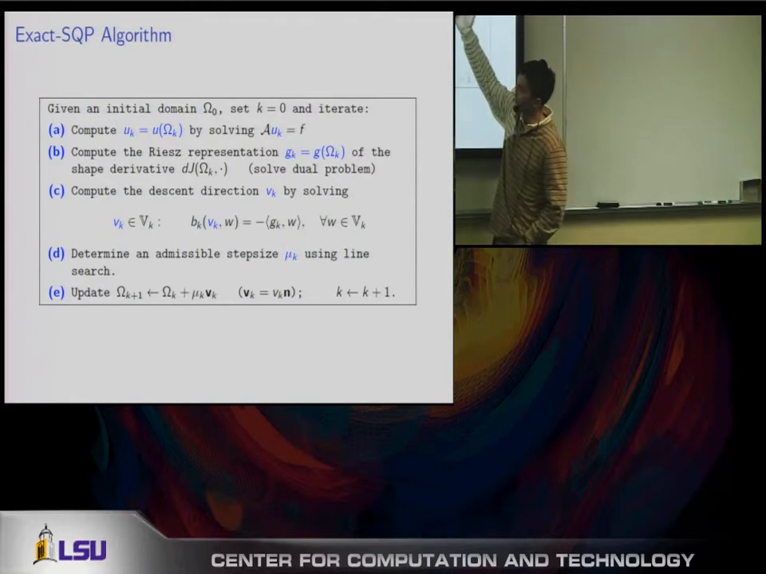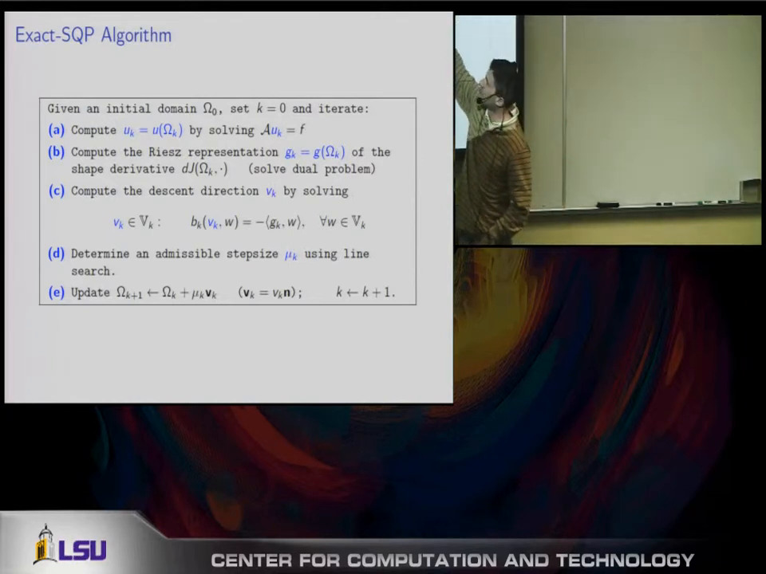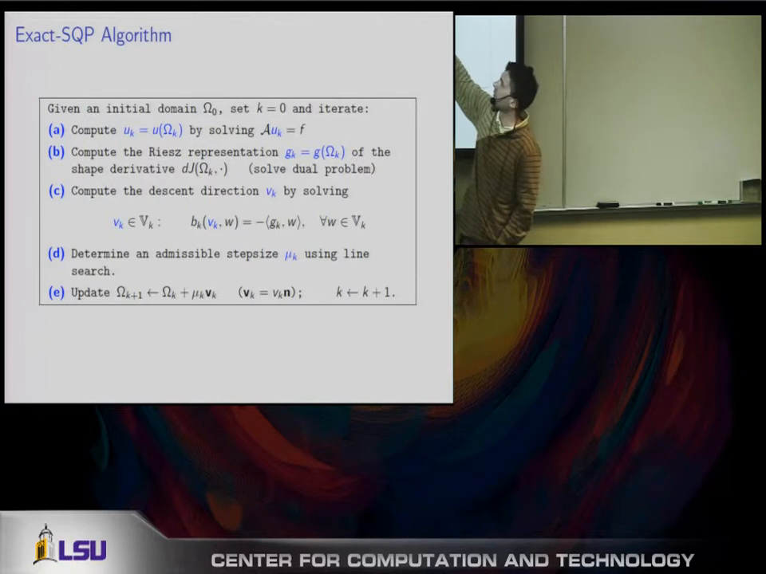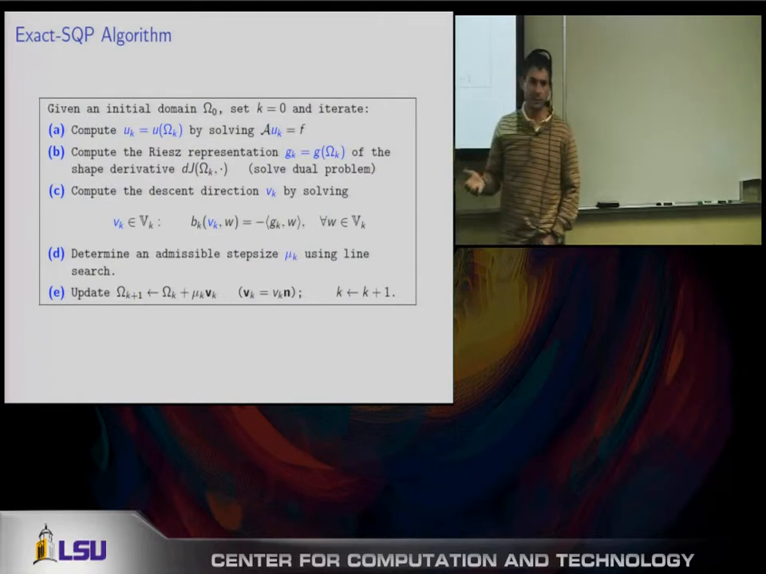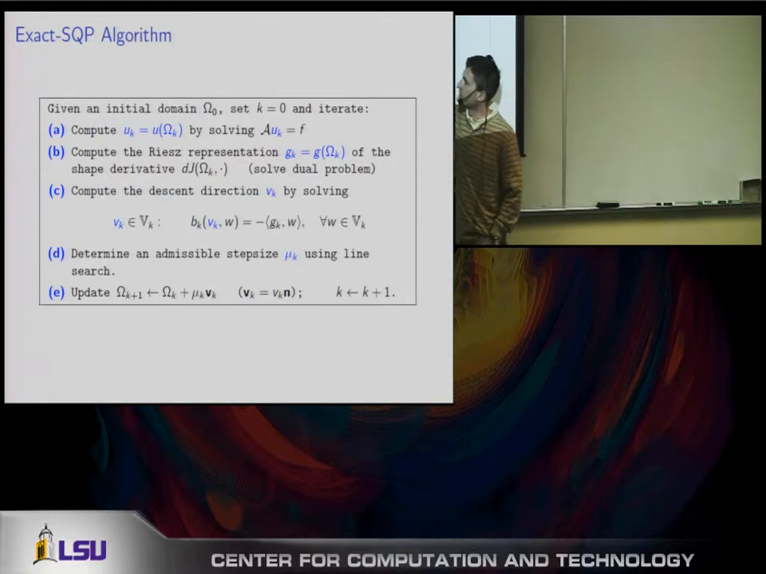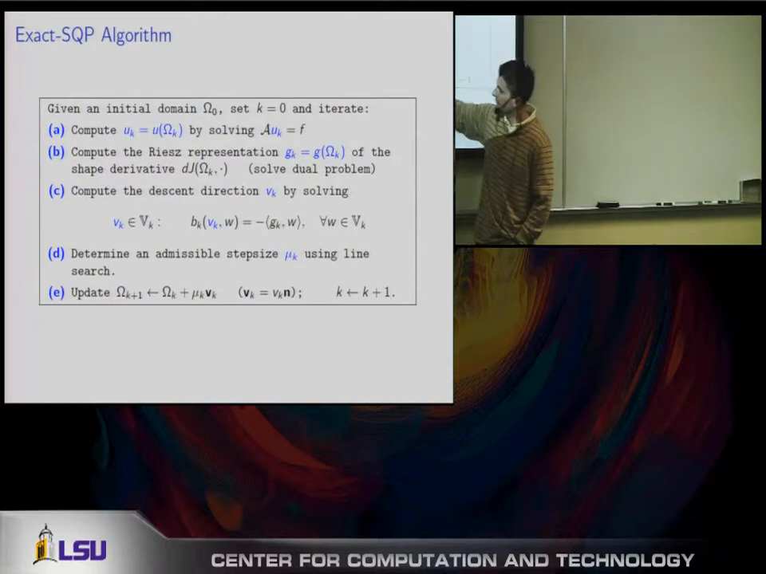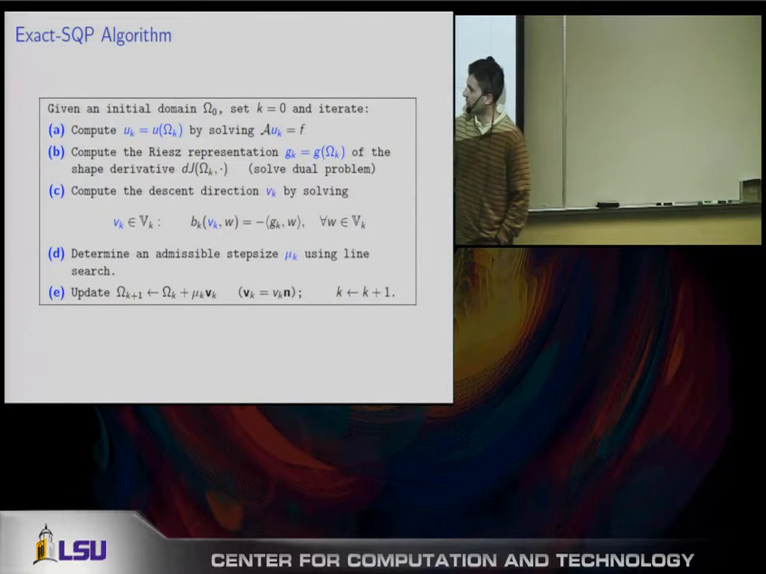So you solve some partial differential equation, let's say the drag minimization, you solve for the velocity and the pressure. Then you want to compute the shape derivative. Computing the shape derivative will involve solving another partial differential equation. And then to compute the descent direction, you solve an elliptic problem on the surface. And once you have a descent direction, you have to find an admissible step size, and you use that descent direction with the step size to update the mesh.